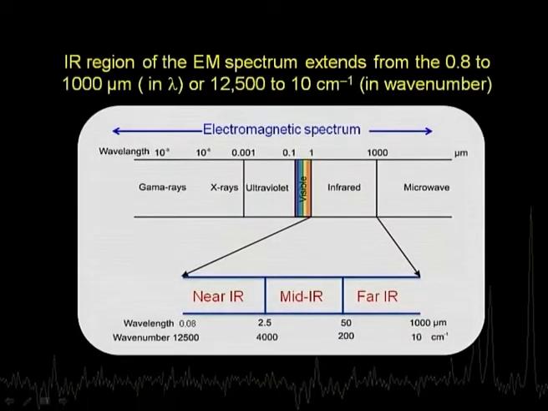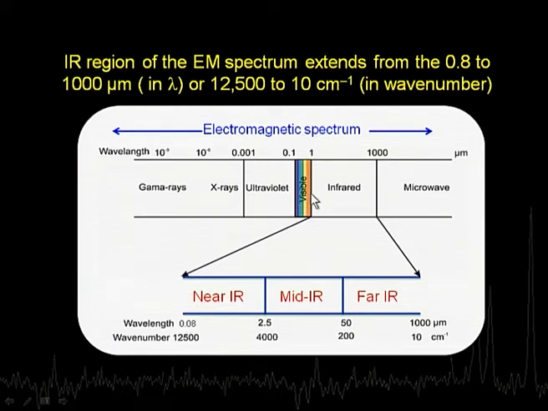Now let us see what this IR region of the EM spectrum is. I am sure that when we talked earlier about the EM spectrum, we know that it refers to a wide range of radiation of different frequencies. But the IR region is a very small region in the whole electromagnetic spectrum, and this is placed next to the visible spectrum here.